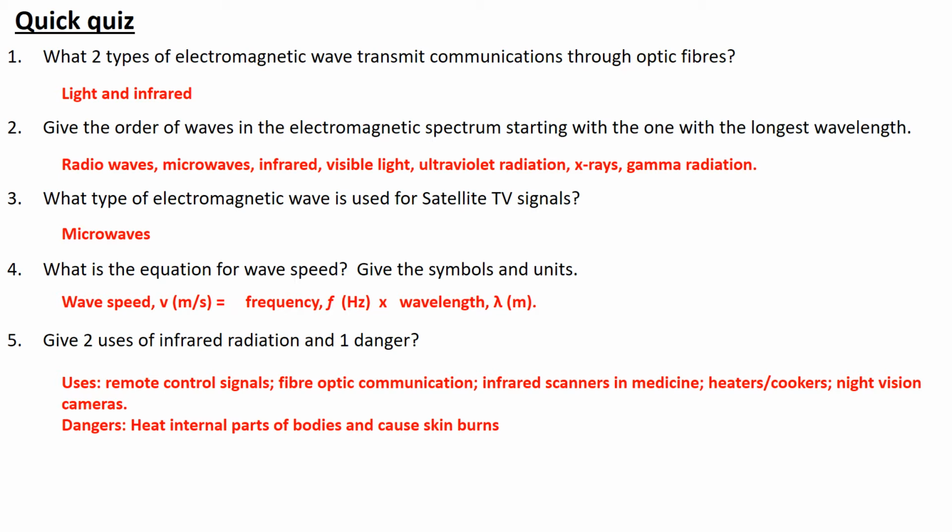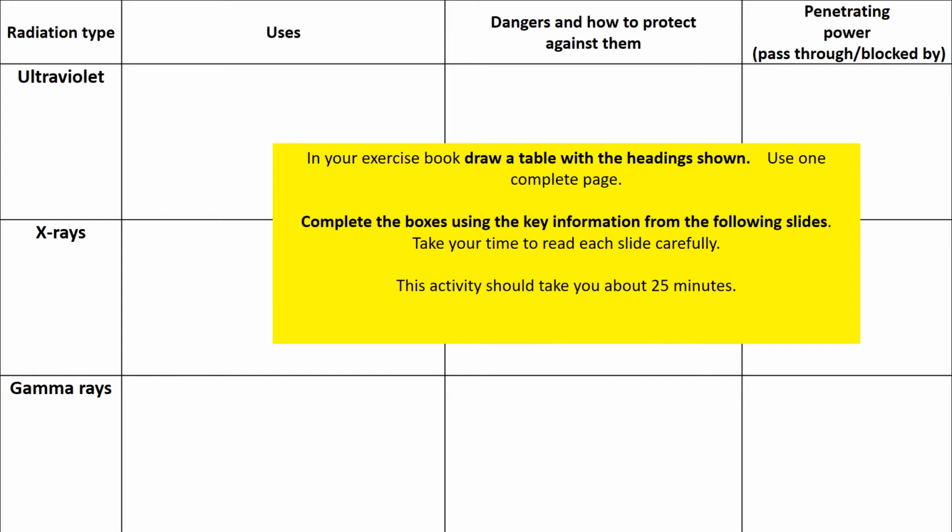Okay, let's get on with today's work. So what you're going to do, again, you can either copy the table or you can print off the table that I have added as part of today's lesson. What I want you to do is print off the table or copy it, but make sure you leave loads of space in each of the boxes. We often get asked in exams to compare and contrast, especially for those aiming for sort of a 4 or above. They want you to be able to pull out those key pieces of information about the uses, the dangers, and the penetrating power of each of these activities.